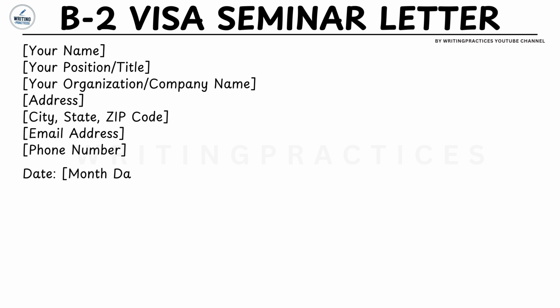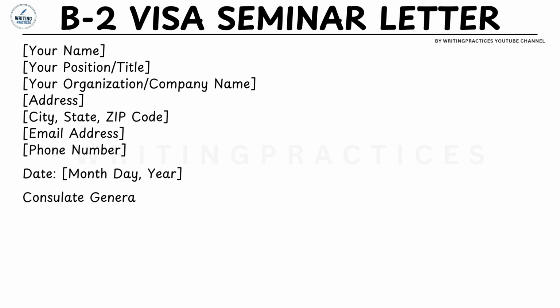Date. Next, you include the date on which the letter is written. This should follow the formal format of month, day, year. For instance, September 12, 2025. Adding the date is important because it timestamps your request, showing the embassy when the letter was issued, and it helps keep everything on record.